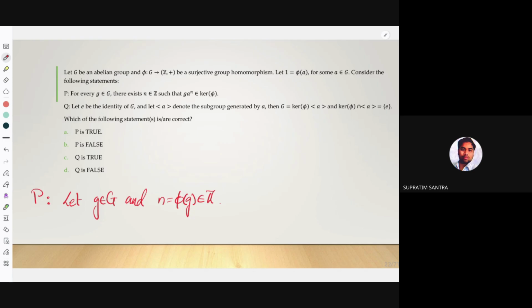So now I need to check phi of g a power n. I will use the property of homomorphisms. This is basically phi of g plus phi of a plus phi of a and so on up to n times. So this would be n times phi of a. So this would just be n plus n. That gives me 2n. So we were somewhat right. So this would be n plus n times 1.